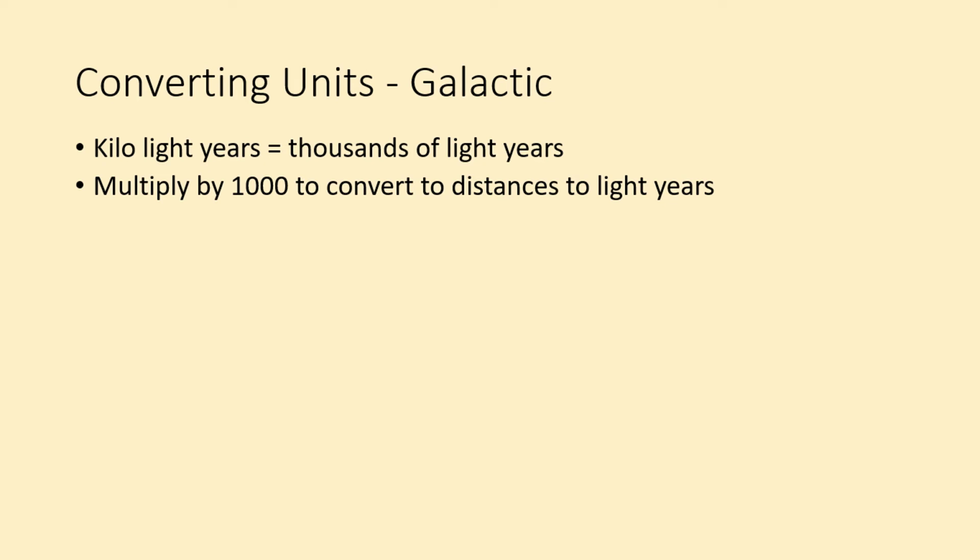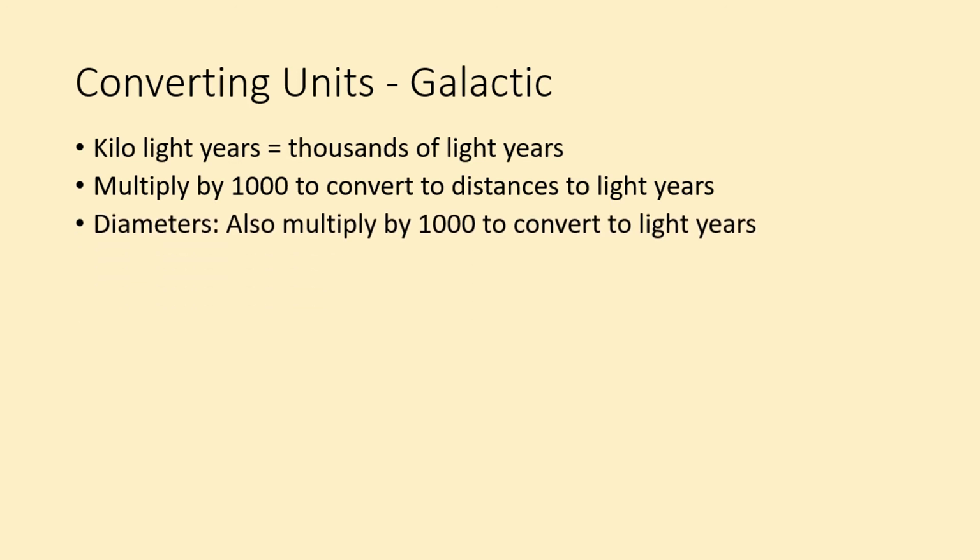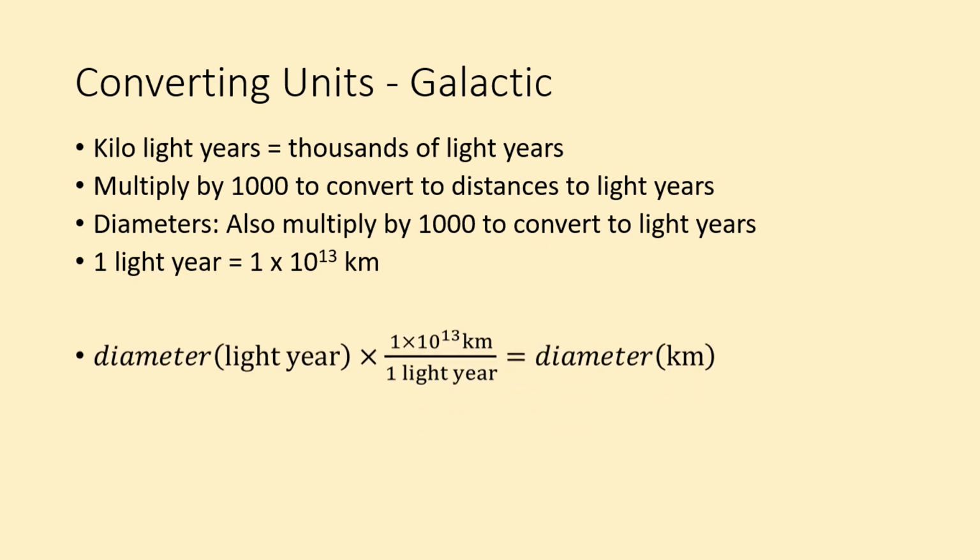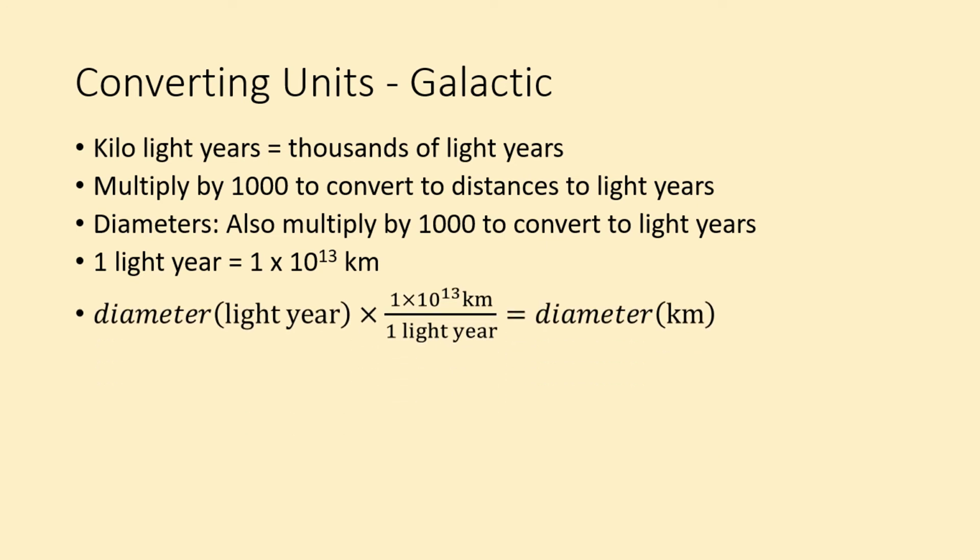The diameters are also given in kilolight years. To convert these diameters, we first multiply by 1,000 to turn this into light years. Then we use the fact that a light year is roughly 10 trillion kilometers, or 1 times 10 to the 13 kilometers. So the diameter in kilometers is the diameter in light years times 1 times 10 to the 13 kilometers divided by 1 light year.